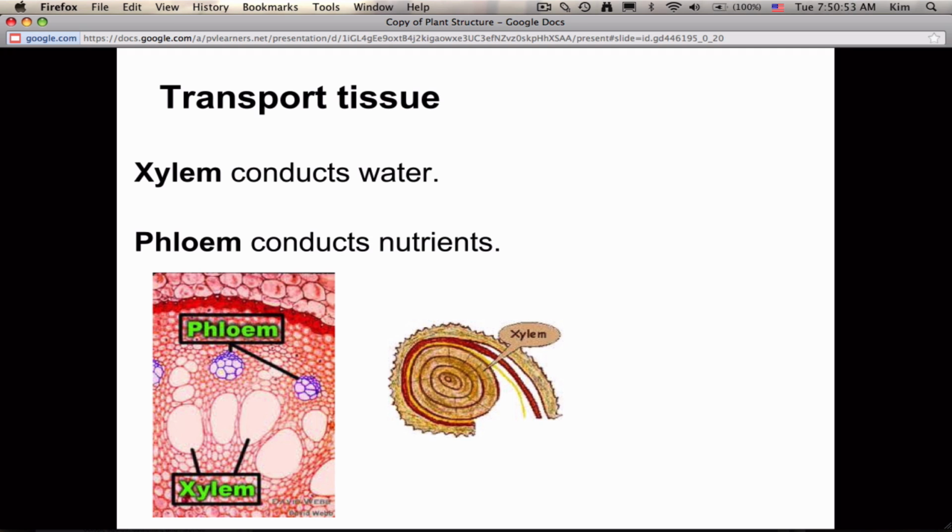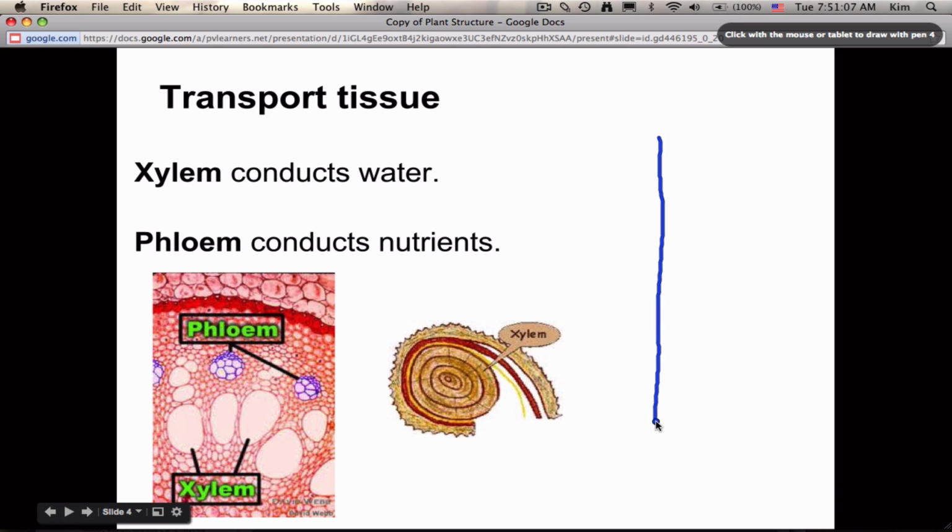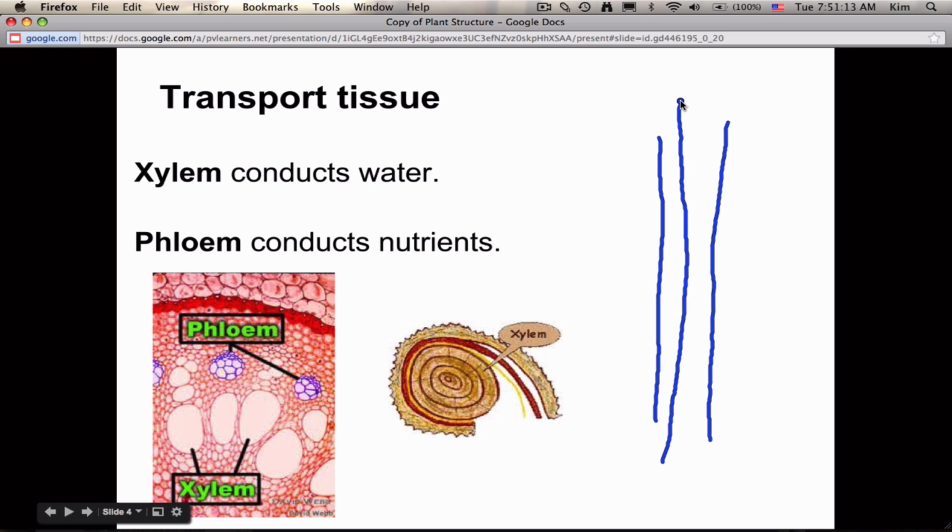So transport tissue, we have two different types of transport tissue. The first one is xylem, and xylem conducts water throughout the plant. Now remember, these transport tissues, this is the vascular system. So you have a plant stem here, and you'll have these really narrow tubes running through the plant, and so that would be the transport tissue. So it's almost like a little tube running inside the plant. And so the xylem transports water, and the phloem transports the nutrients.